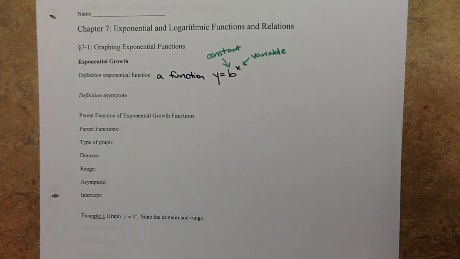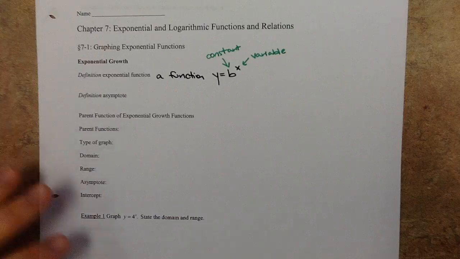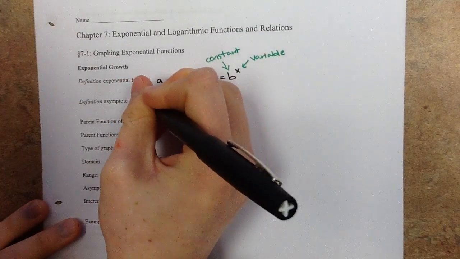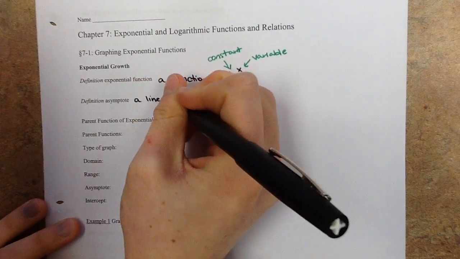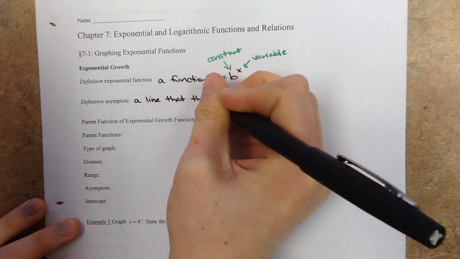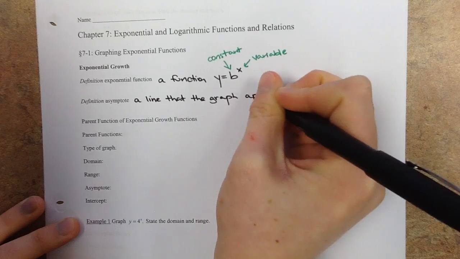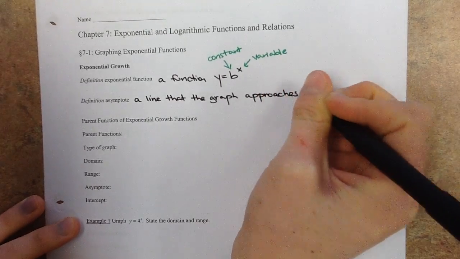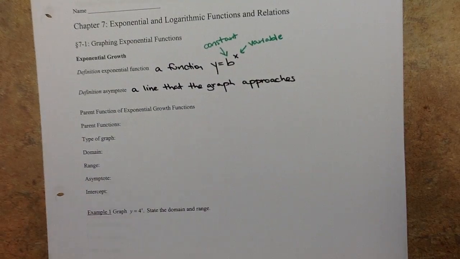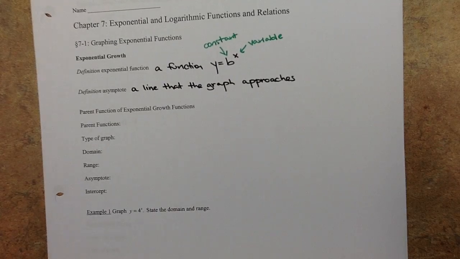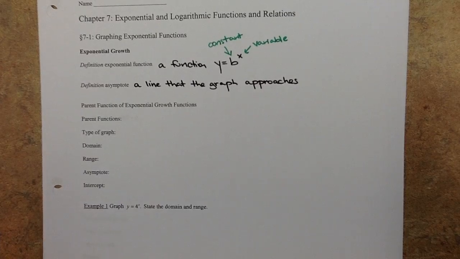All right, now we've got something called an asymptote, which we're going to have on our graphs. And an asymptote is a line that the graph approaches. Okay, so it's a line that our graph will get very, very close to as it extends off to the left or off to the right, depending on whether it's exponential growth or decay.